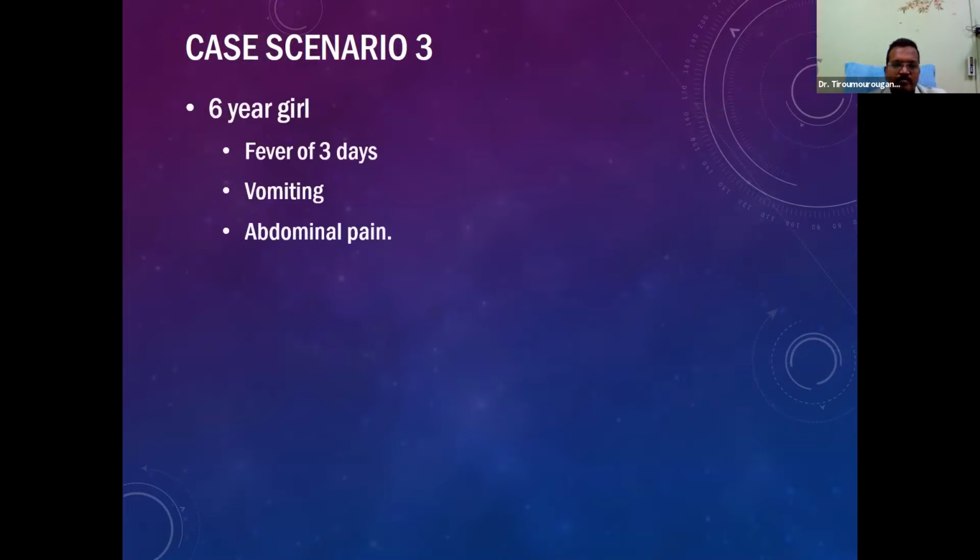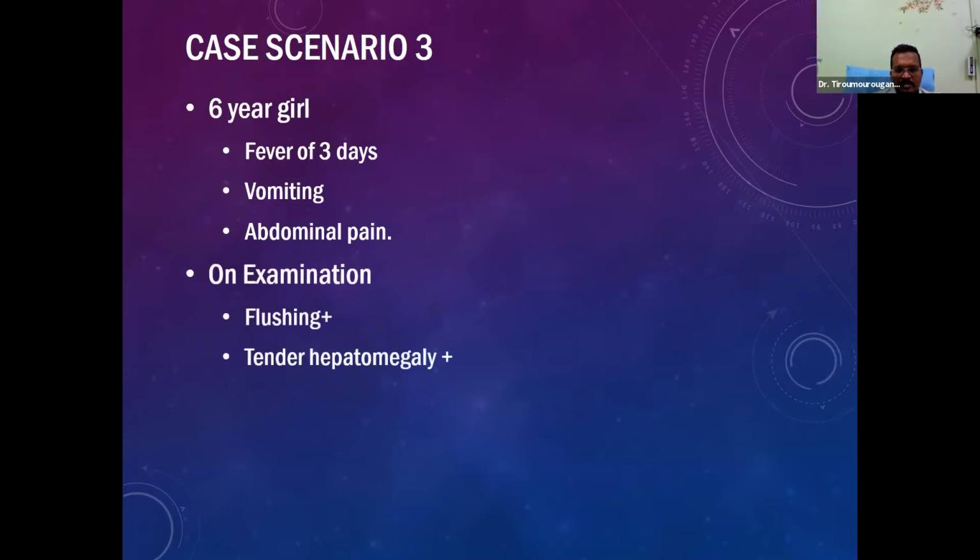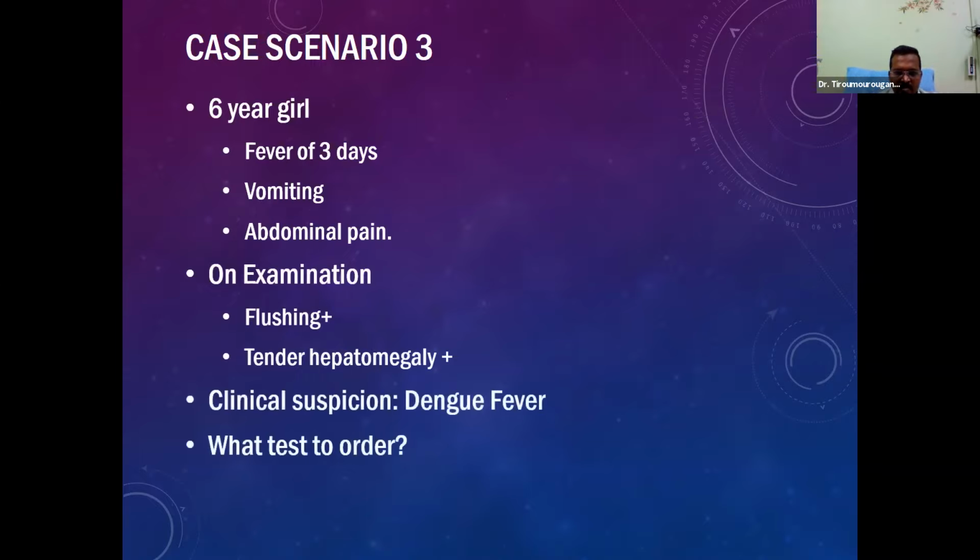Third scenario, so we have got a 6-year-old girl, fever of 3 days, vomiting, abdominal pain. So you look at the child, she looks totally flushed, capillary refill a little bit delayed, about 4 seconds. You try to palpate her abdomen, she screams, and then there is a tender hepatomegaly. So obviously we think this child has got dengue fever. So what shall we do?